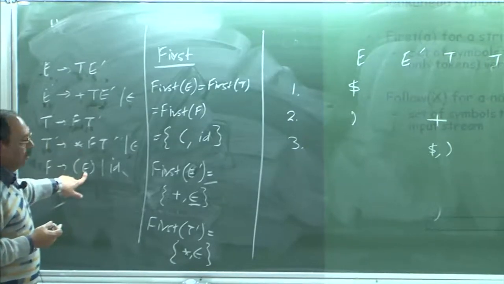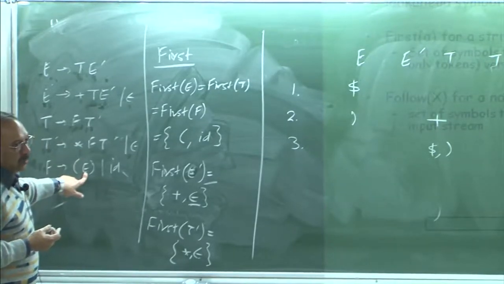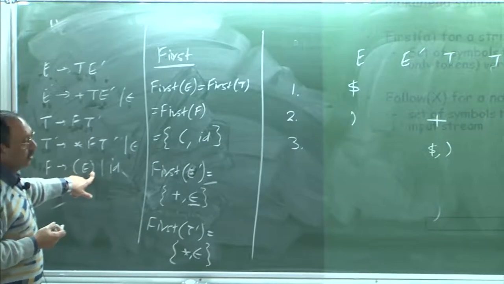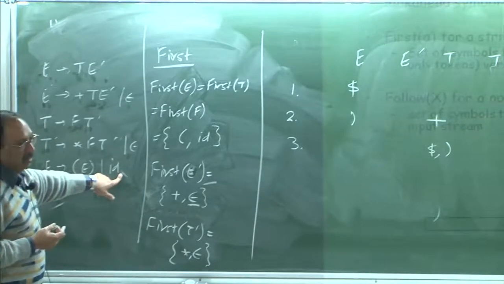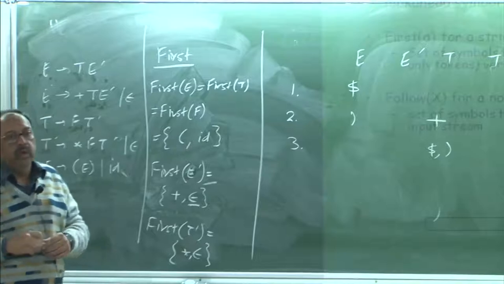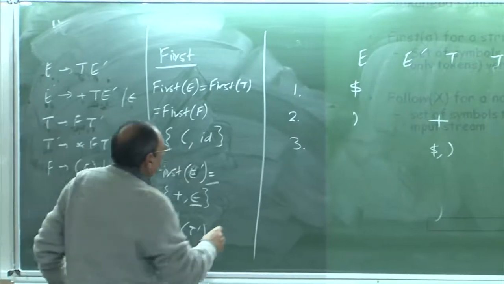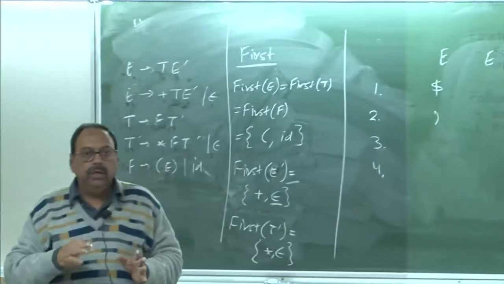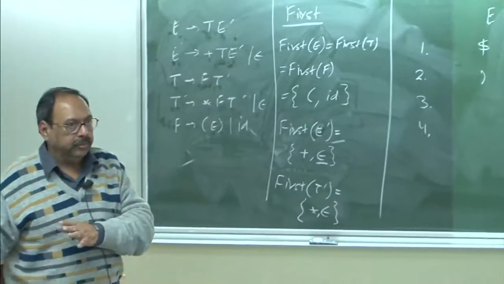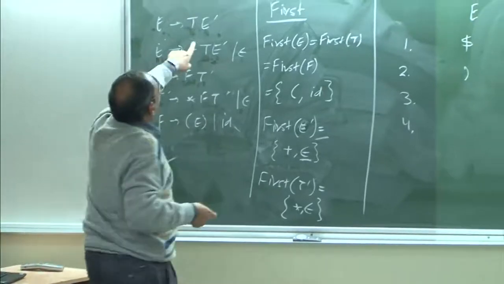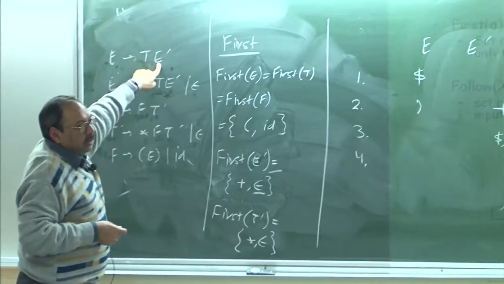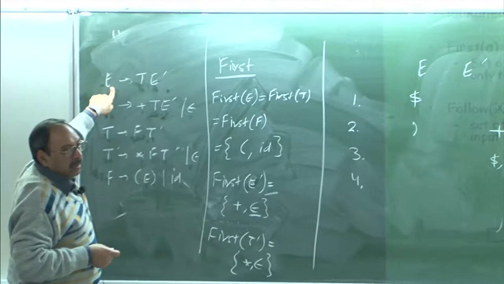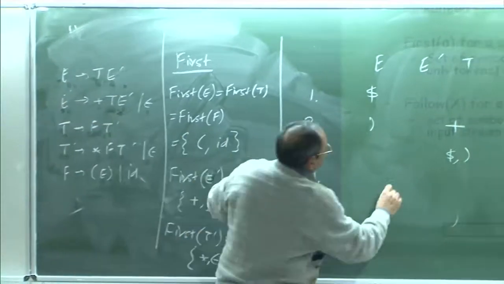What about this? Can I apply this rule on this pattern? No, because this is not null. And what about this? This is not a non-terminal, so I stop. Now apply rule number 4. In rule number 4, I am looking at patterns where a non-terminal is in the rightmost position. Here is a non-terminal in the rightmost position, so follow of E prime will contain everything in follow of E.